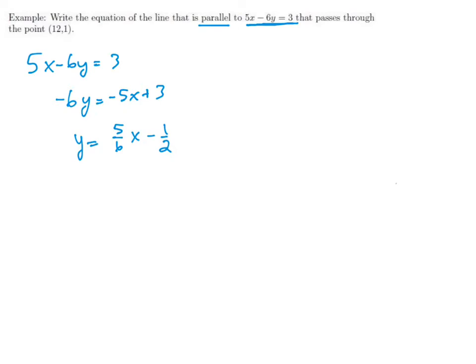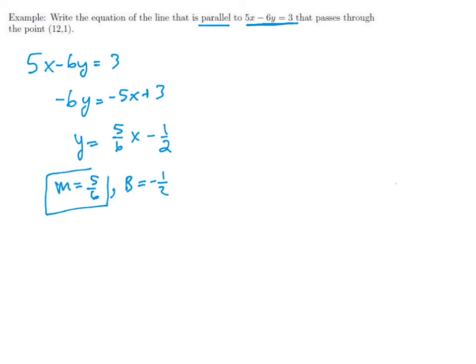So let's write this equation in slope-intercept form and find the slope first. Solving for y and doing some simplification, we get y equals 5/6 x minus 1/2, so that tells us the slope is 5/6, and the y-intercept is negative 1/2.